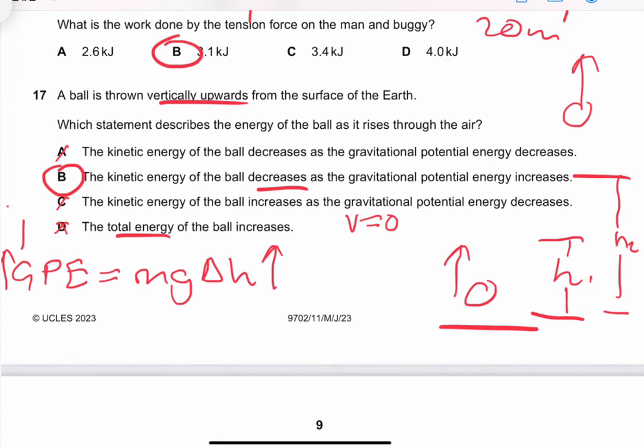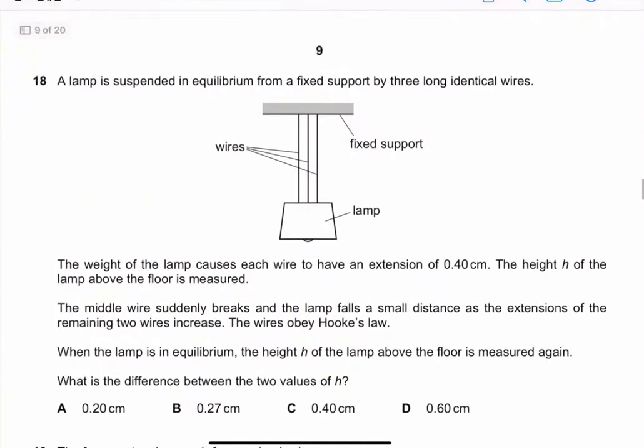Meaning that the kinetic energy of the object has been decreasing as it has been moving upwards. So our answer becomes B.